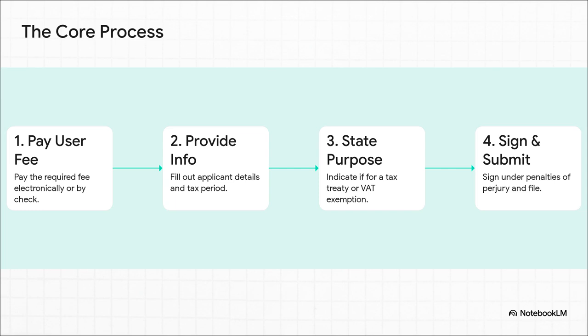When you boil it all down, the entire process really just comes down to these four simple steps. Step 1, pay the user fee. Can't skip that. Step 2, provide all your key info. Step 3, state your purpose. Why do you need this thing? And finally, Step 4, sign it and send it in. That's the whole quest in a nutshell.